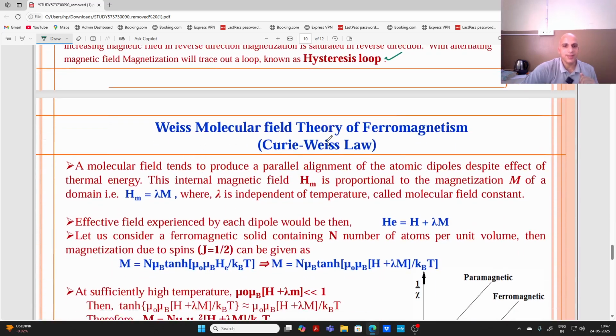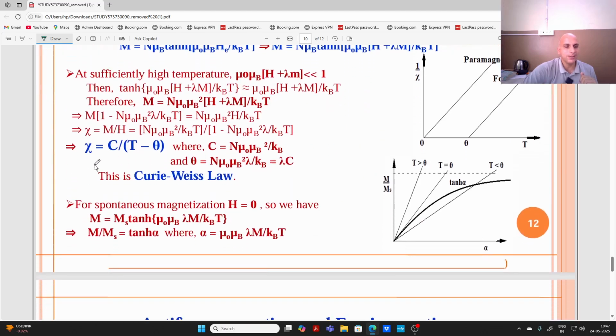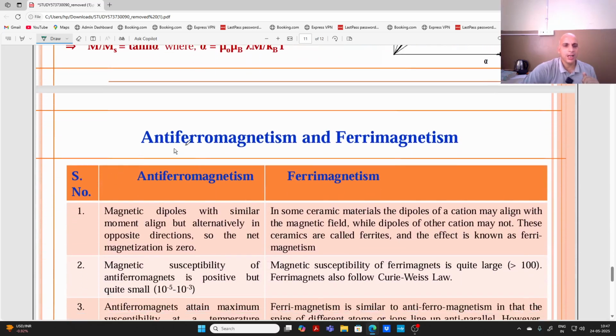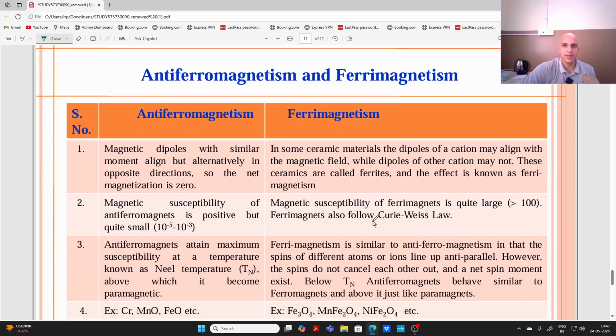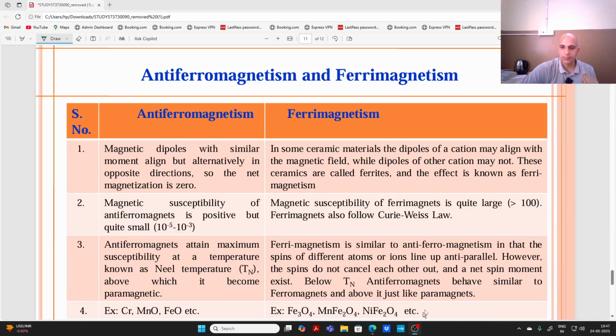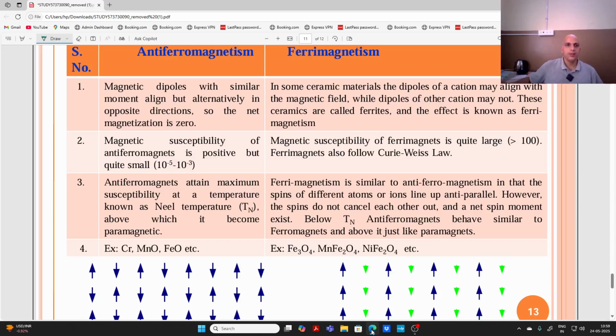Again we have Weiss theory or molecular field theory of ferromagnetism. So again it is going to prove the same thing, chi is equal to C upon T minus theta or T minus Tc, as I told you, right? Then I am going to the anti-ferromagnetism and ferrimagnetism. So now I am coming to anti-ferromagnetism first, then I will come to ferrimagnetism.